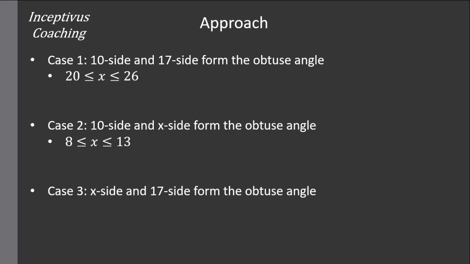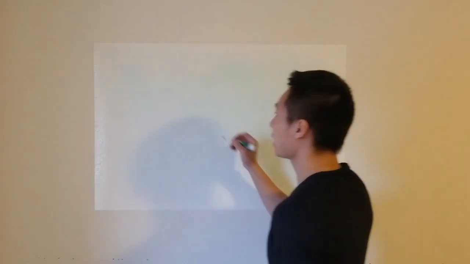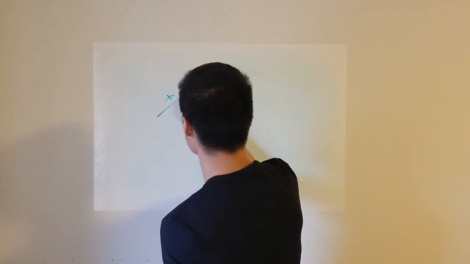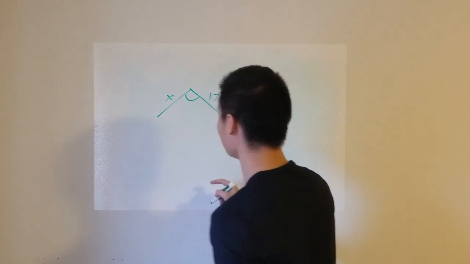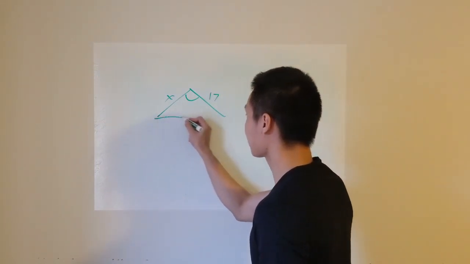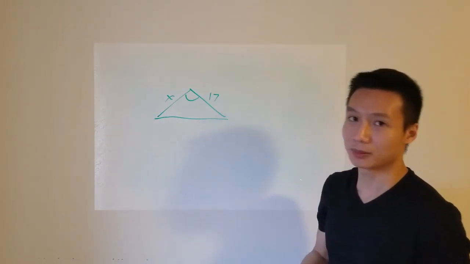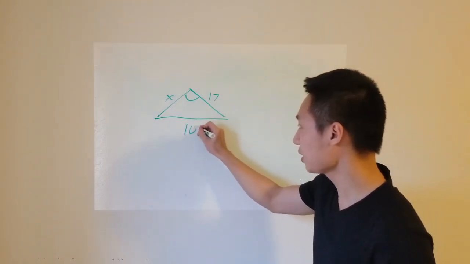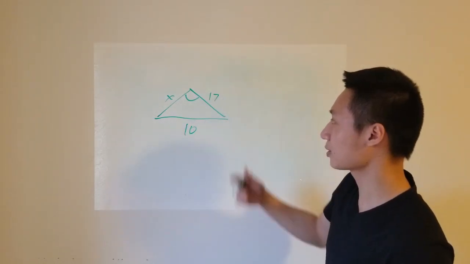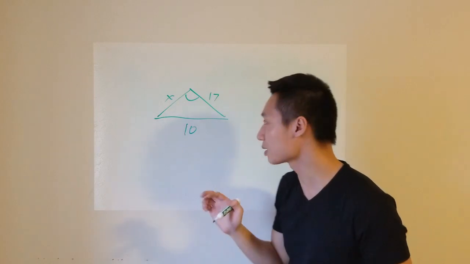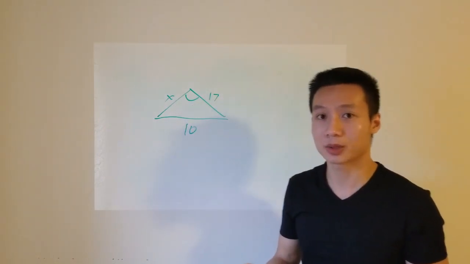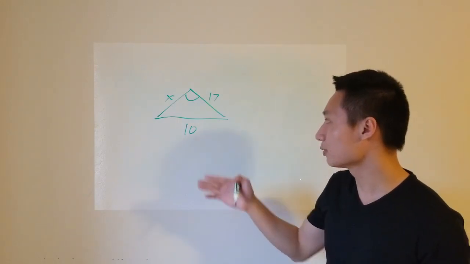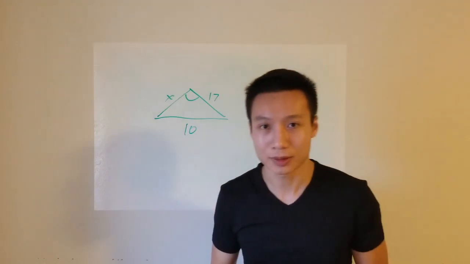Now, onto the third case. It's actually the most interesting case because it is impossible. You're asking the x side and the 17 side to form an obtuse angle, which means this third side must be the longest side. But according to the question, the third side must be 10, which is shorter than one of the sides, which is 17. So in this case, it is impossible for the x side and the 17 side to form an obtuse angle. Actually, even a right angle is impossible.